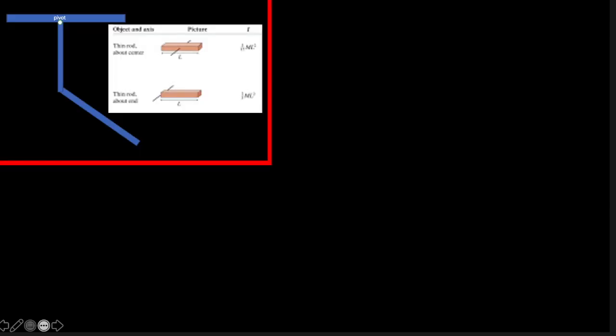Well, we're going to start solving then. So if we look at the vertical rod, using the information provided, we can just assume that the moment of inertia of this rod is 1/3 ml squared.